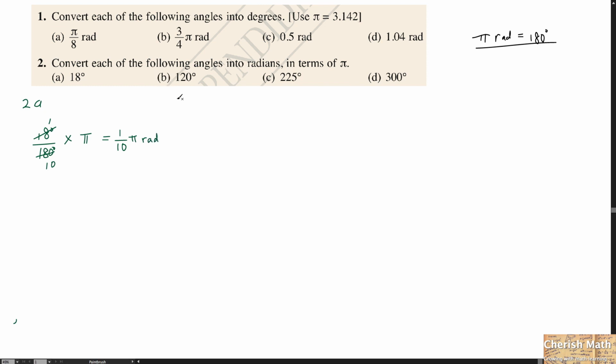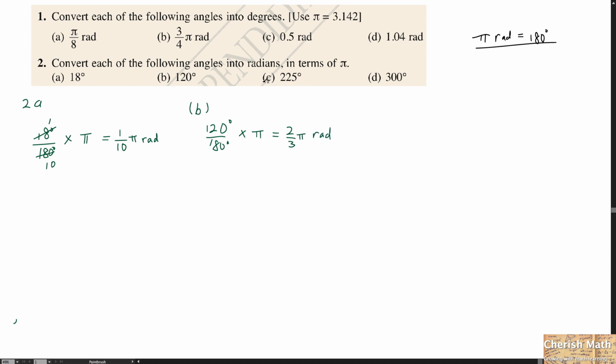For part B, question number 2, 120 degrees out of 180 degrees multiplied by pi, and I'm getting here 2/3 pi radian.